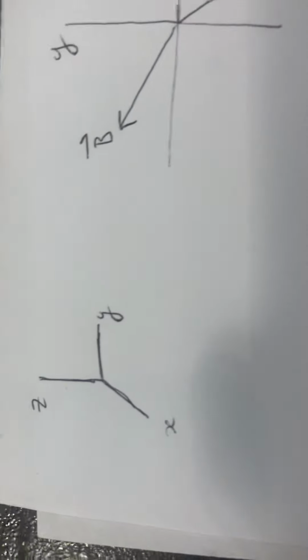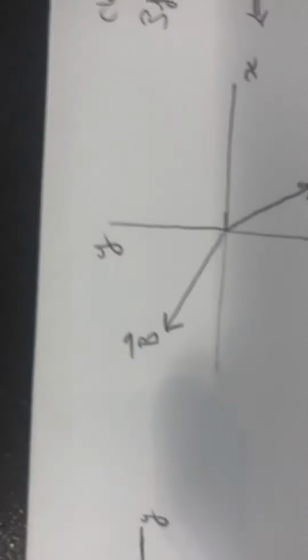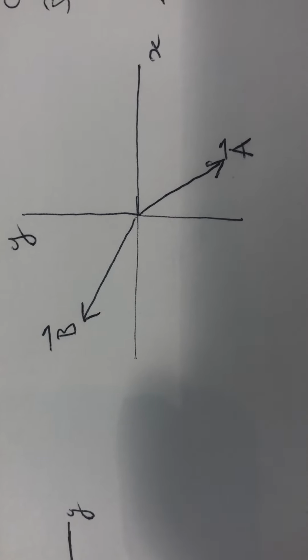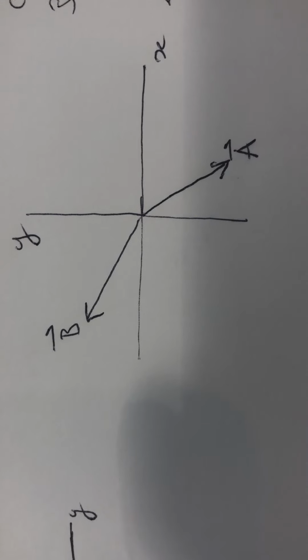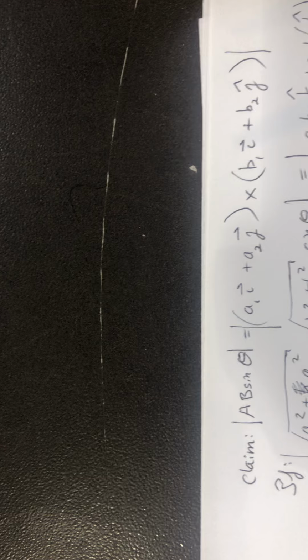First of all, really we're in 3 dimensions. This is my 3-dimensional space. But for simplicity, I'm going to do 2 dimensions just for this first video. So here's A and B. Now the cross product has a direction, but for this first video, we're just going to prove that the magnitudes of the 2 definitions of the cross product are equal. So here's my claim, and here are the 2 definitions of the cross product.